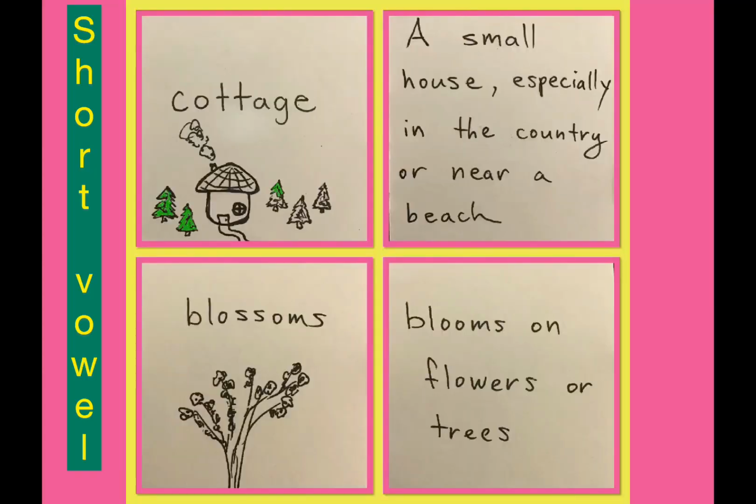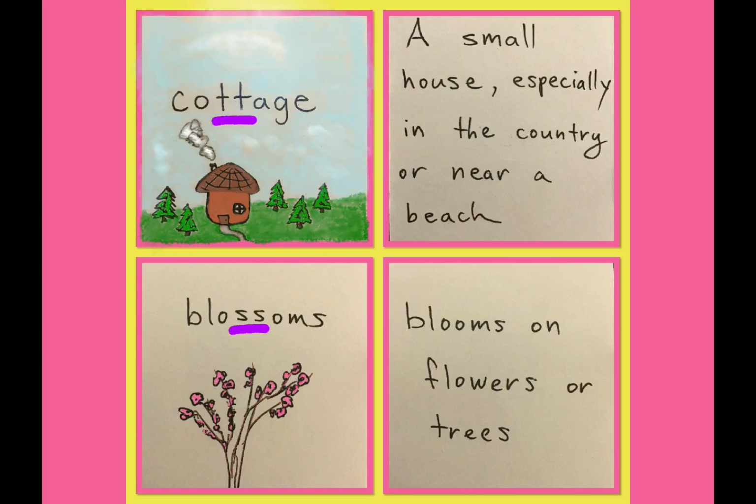The short vowel sound ah happens when we follow the letter O with 2 consonants. For example, we have the word cottage. A cottage is a small house, especially in the country or near a beach. It has the double T after the O.